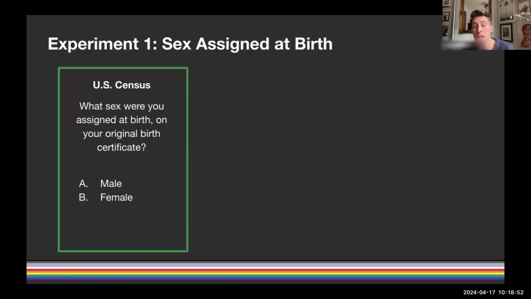Slide, thank you. So taking a look at our first one here, we have a very straightforward question. What sex were you assigned at birth on your original birth certificate, with a very binary construct here, male, female. And note here, this doesn't really leave any room for intersex status. So no don't know, no prefer not to answer style question.